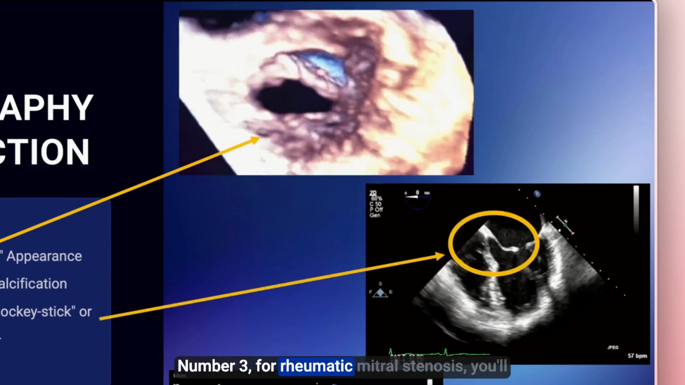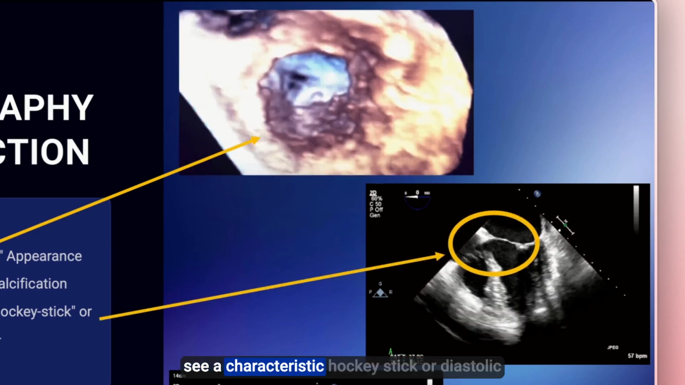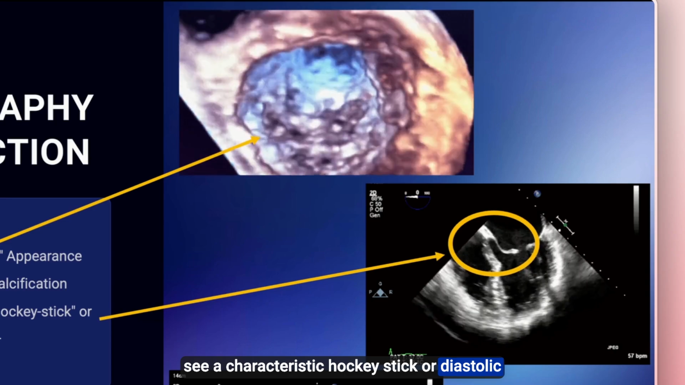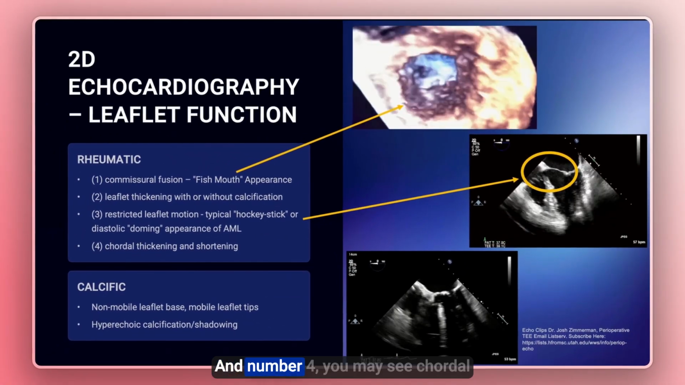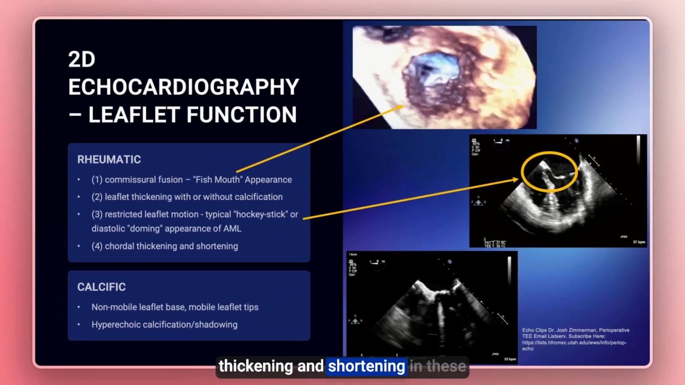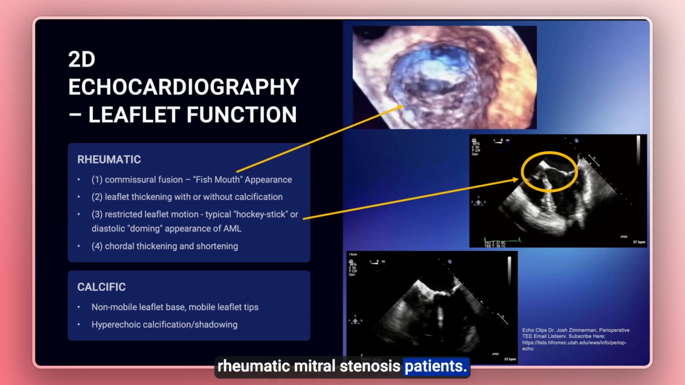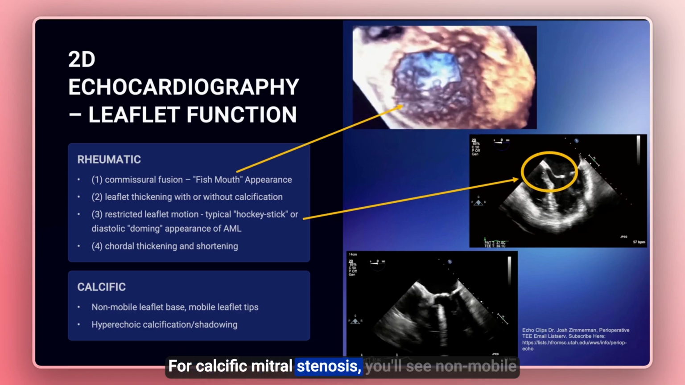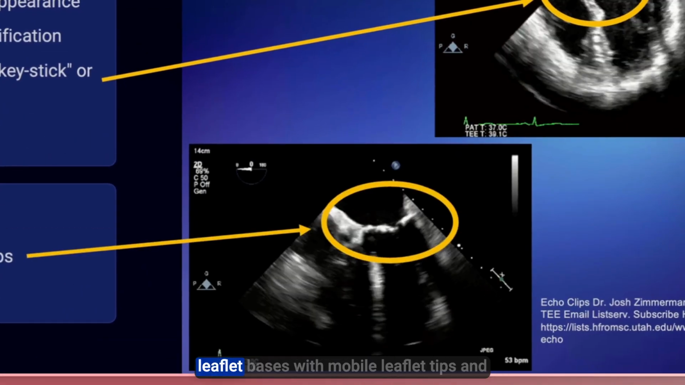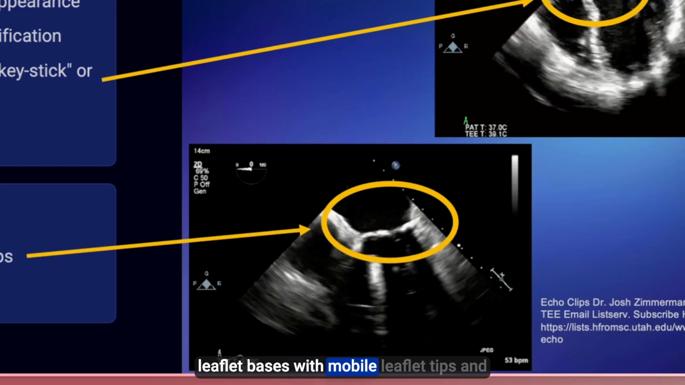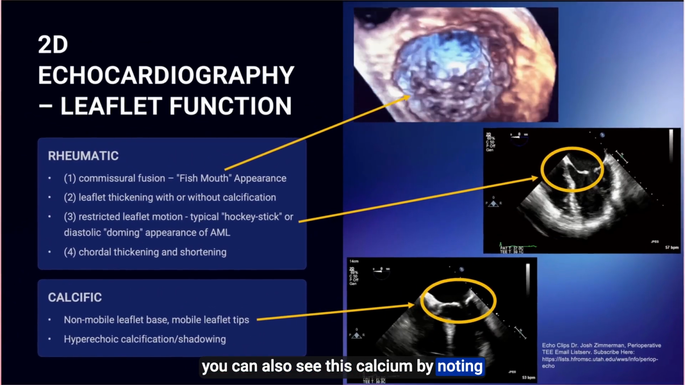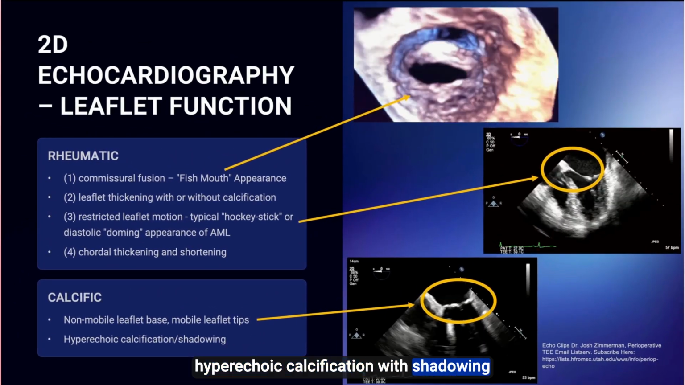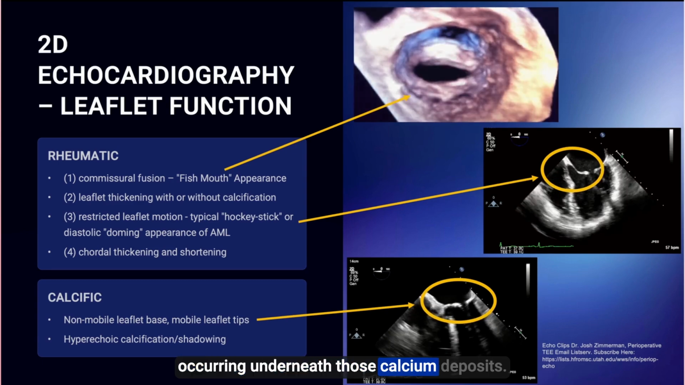Number 3, for rheumatic mitral stenosis, you'll see a characteristic hockey stick or diastolic doming appearance of that anterior mitral leaflet. And number 4, you may see chordal thickening and shortening in these rheumatic mitral stenosis patients. For calcific mitral stenosis, you'll see non-mobile leaflet bases with mobile leaflet tips. And you can also see this calcium by noting hyperechoic calcification with shadowing occurring underneath those calcium deposits.